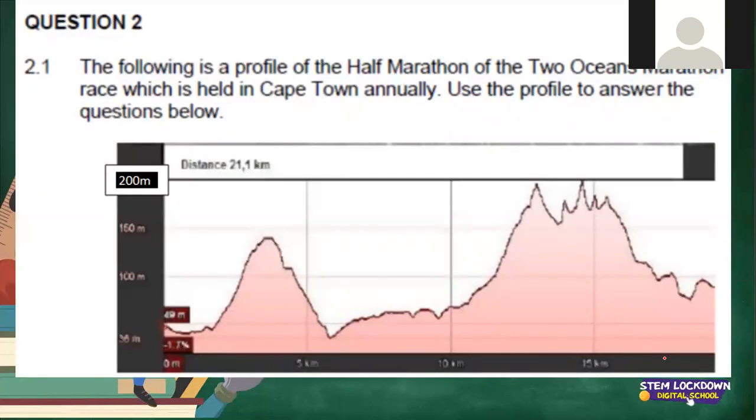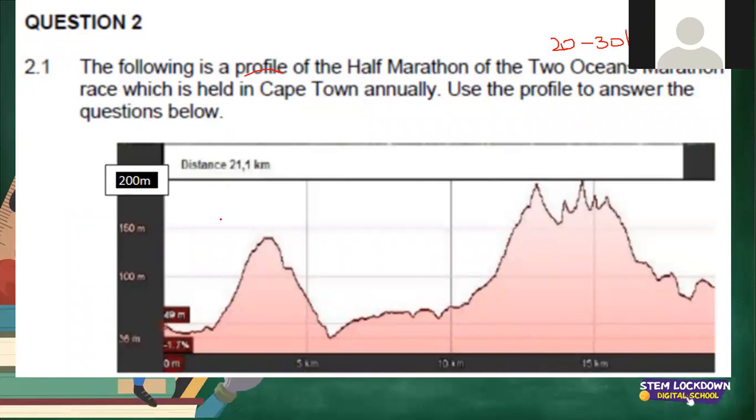Okay, this one is a bit blurry, but let us just read it together. The following is a profile. Remember, profile, the same as elevation, of a half marathon of the Two Oceans. Remember, half marathons are roughly between 20 and 30 kilometers. Those we call half marathons. It's a race which is held in Cape Town annually. Use the profile to answer the questions.